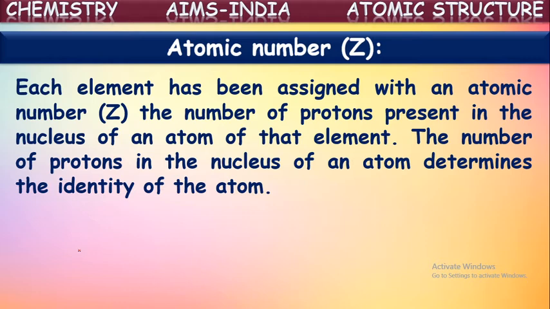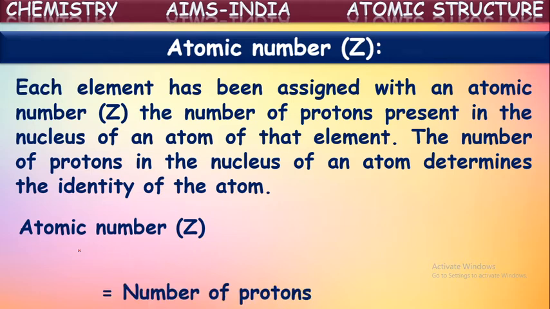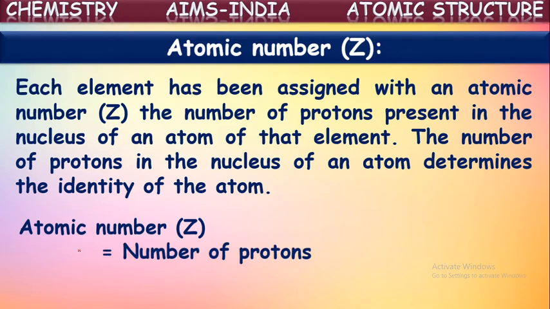As I told, for every element, the number of protons in its atoms will be fixed, unique. So based upon the number of protons present in the nucleus, its identity will be different from all the rest. It will have some particular properties. So atomic number is equal to number of protons. For any element, the number of protons gives its atomic number.